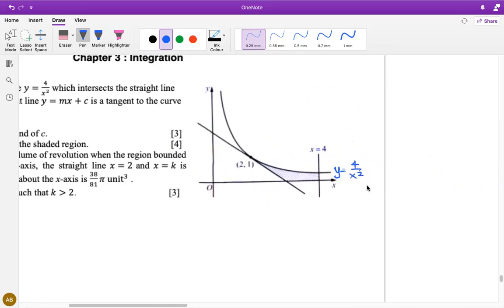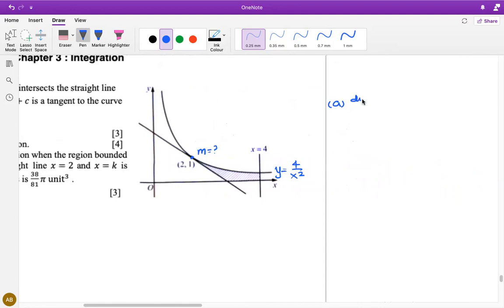So the first thing you need to do is differentiate, meaning to find the gradient. All right, so the gradient here, then you can find the equation of the tangent. So let's do dy dx. So dy dx equals, this one will be 4x to the negative 2, correct? So differentiate, right? So that means negative 2 times 4x to the negative 3, that's all, huh? Okay.